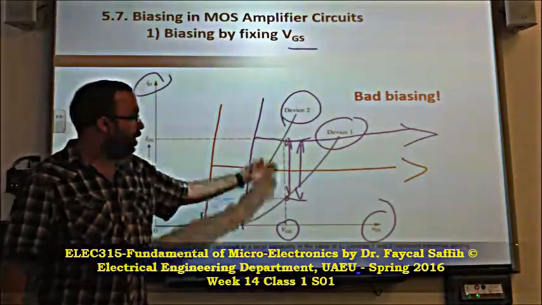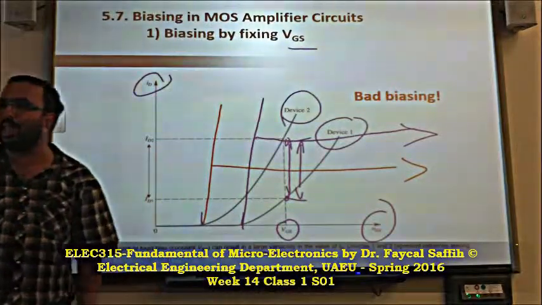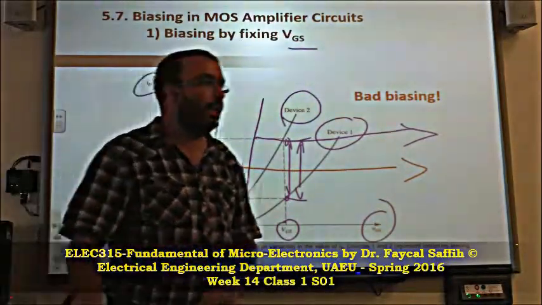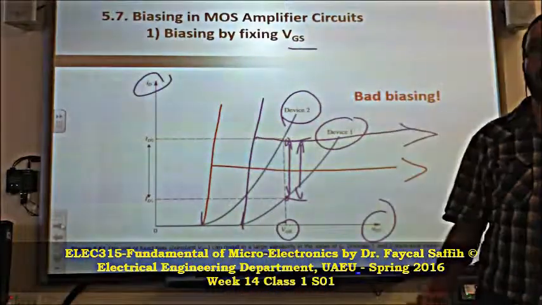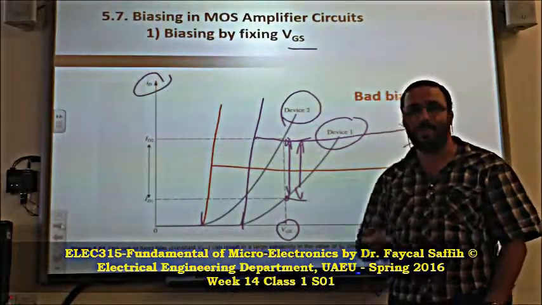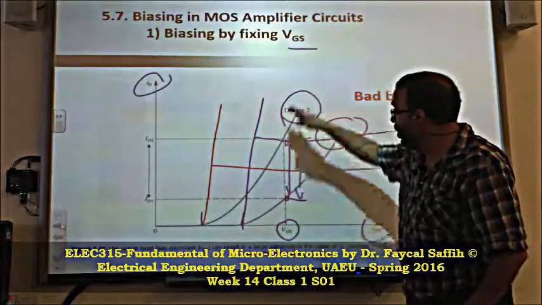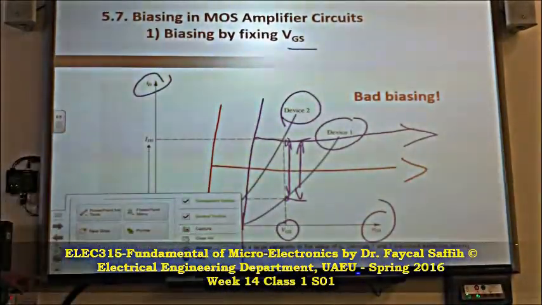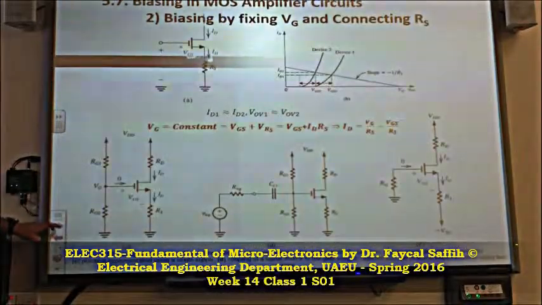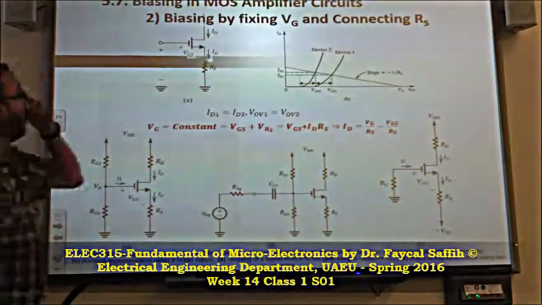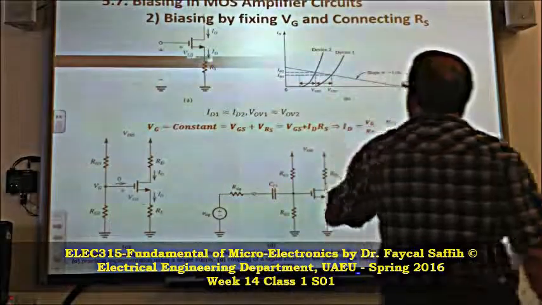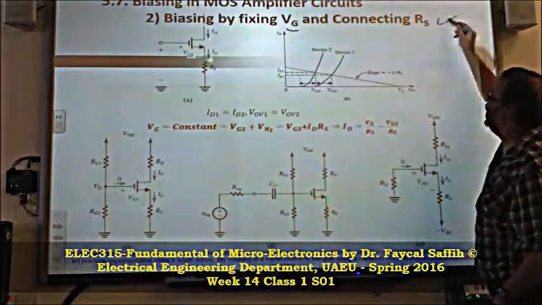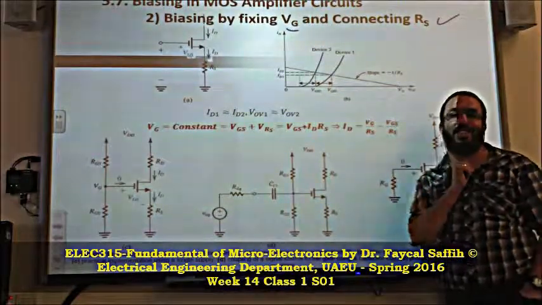So the change of ID will make a big change in gm. And if gm changes, the amplifier also will follow. So we cannot have a good biasing, because my point can be anywhere, here, there, who knows. So, first technique out of the window, we are not going to use it. Okay, bye-bye. This is another technique. Here it is by fixing VG, and connecting RS. We just add another condition.